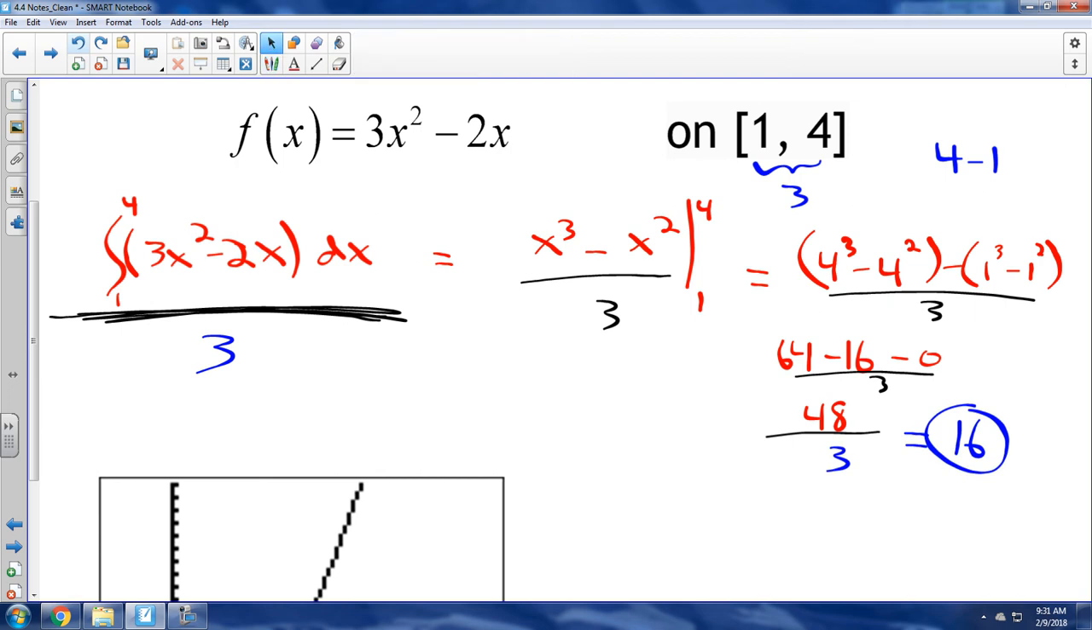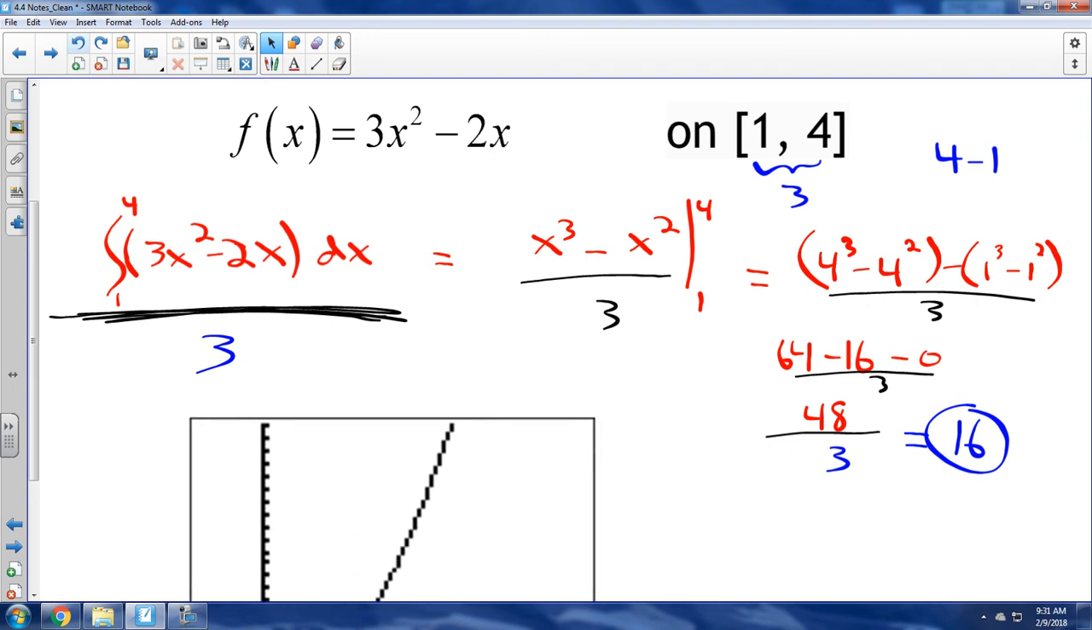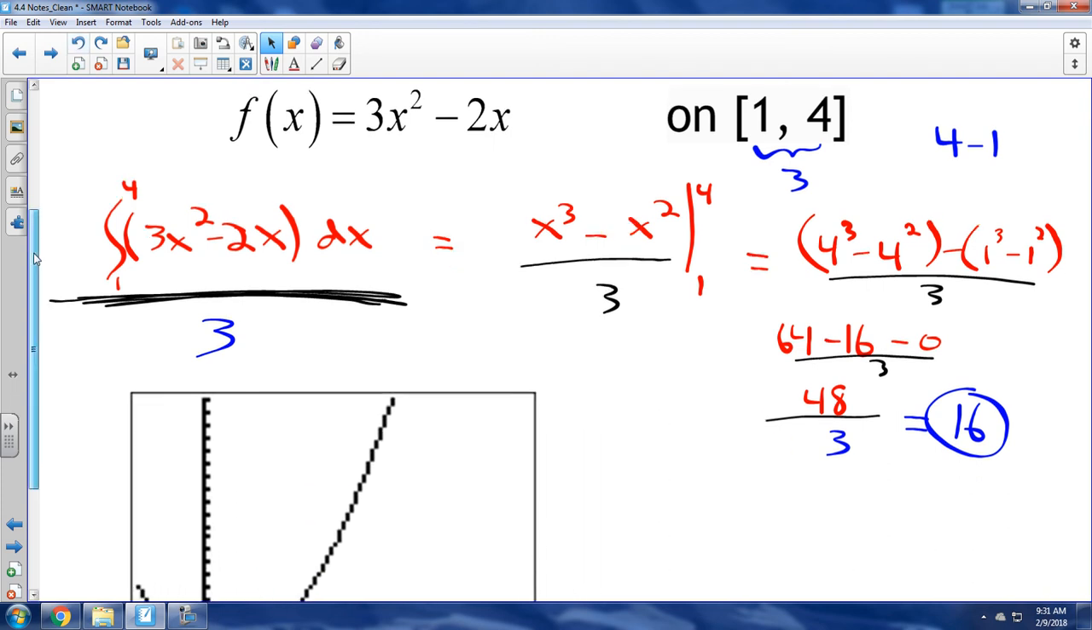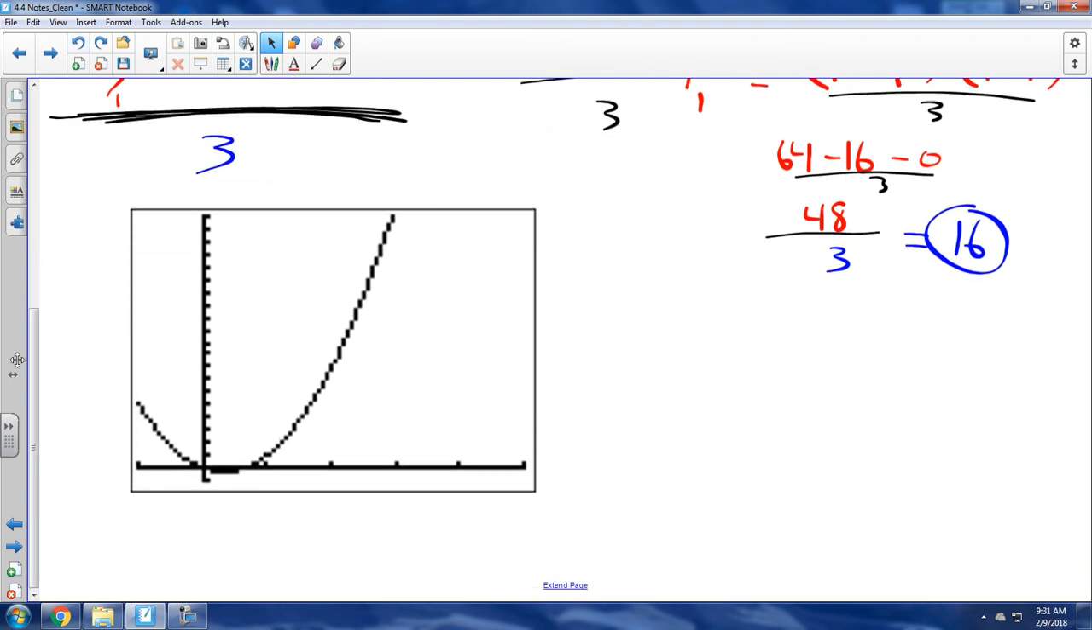What does it mean? Well, let's look at a graph and see if we can understand it a little bit better. So we have this parabola, and you kind of see it here. And we want to go from 1 to 4 on this parabola. So we're here. We are at 1, 2, 3, 4 here. Okay? So what does that mean?